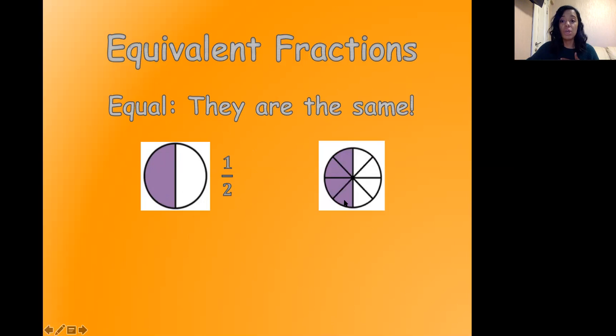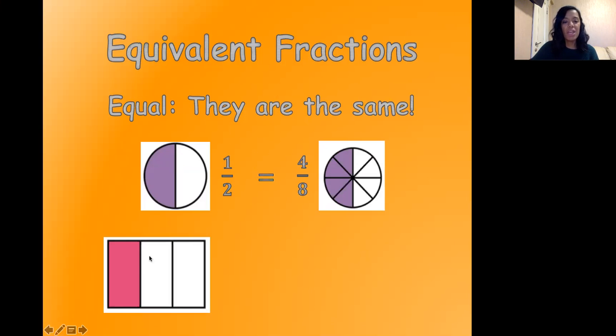It only shows more pieces because they're cut into smaller pieces, okay? So this fraction, 1, 2, 3, 4, out of 1, 2, 3, 4, 5, 6, 7, 8. So 4 out of 8, these two are equivalent fractions. They are the same, okay? They mean the same amount, even though they're cut into smaller pieces, okay? Should we look at another one?